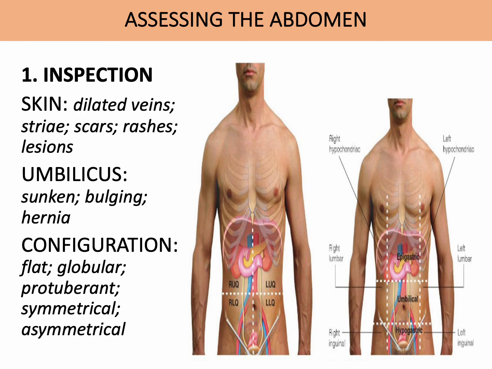Next is the umbilicus. Normally, the umbilicus is sunken. Nagbabulge ang umbilicus sa mga buntis, lalo na pag nasa last trimester of pregnancy or yung may mga hernia or umbilical hernia. What about configuration? Is the abdomen flat, globular, protuberant, or on either sides, is it symmetrical or asymmetrical?